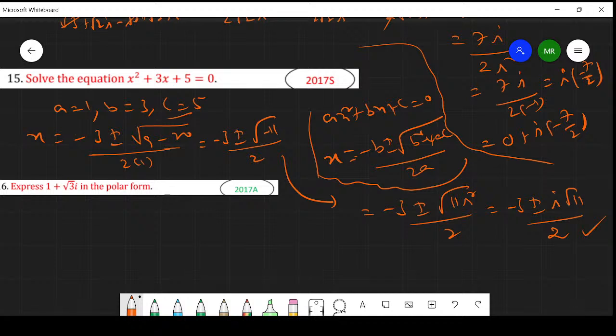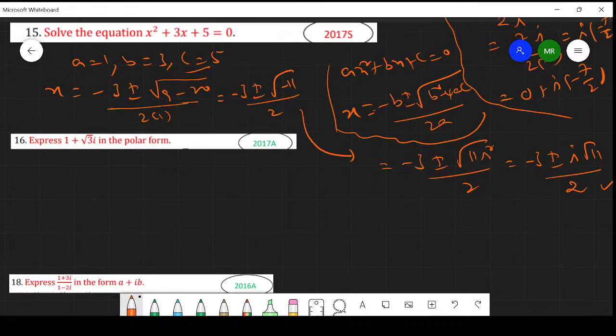A few more questions on quadratic equations I will explain tomorrow, under the 3 marks questions. Today it will take another 10 minutes to complete the session.